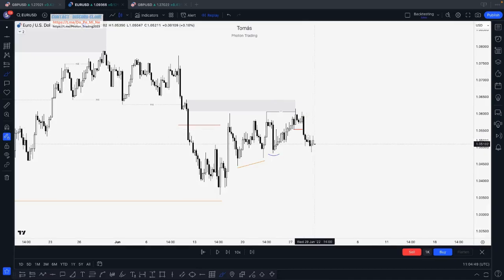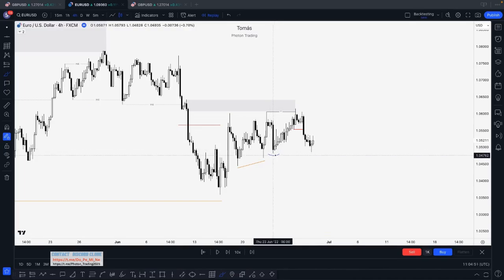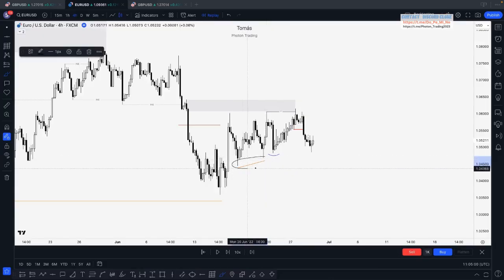I want to keep it simple in this video, and you already see that after this low failed to take out the high, choch bearish, indication the low is going to get run. And we also have a lot of liquidity here, so it can act as a magnet for price to go down.